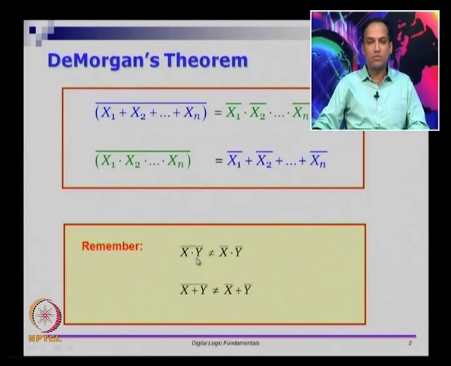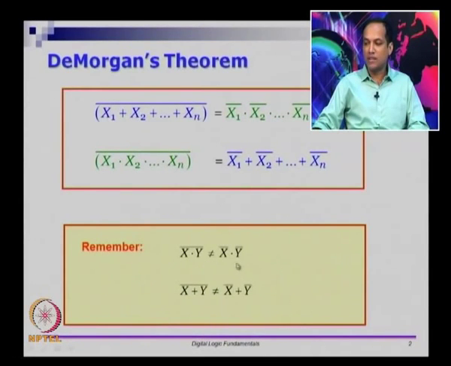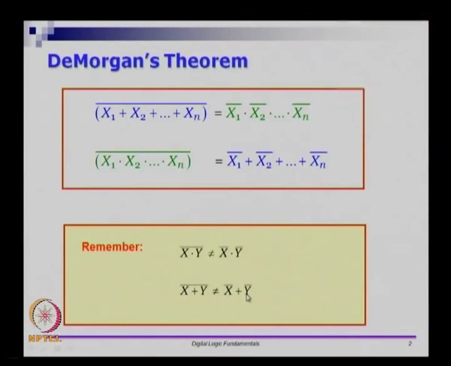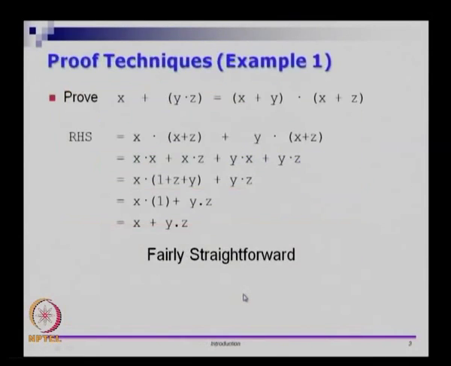If I have two terms of the form x and y, and if I take the complement of x and y, it is not the same as the and of the complements. So, complement of the and is not the same as and of the complements. Similarly, complement of the or is not the same as logical OR of the complements. So, keep this in mind, because this is a common and usual mistake that people make.